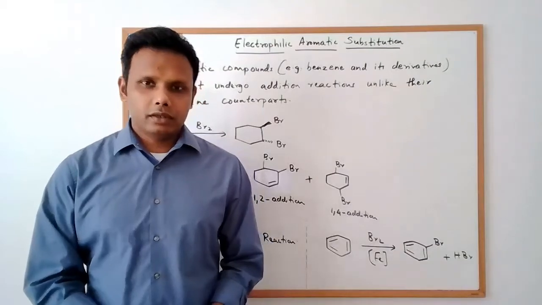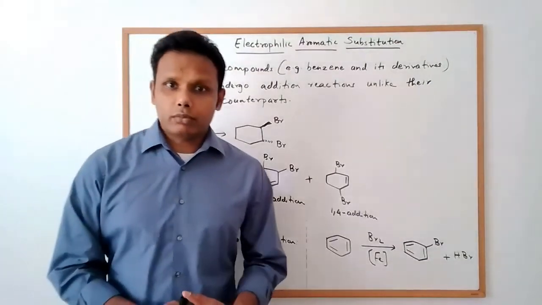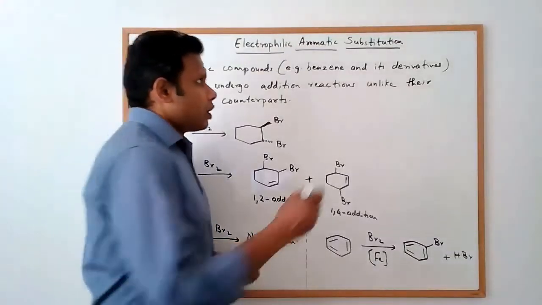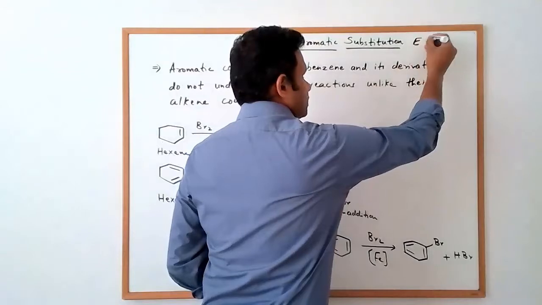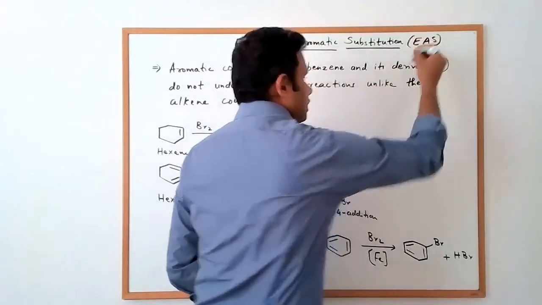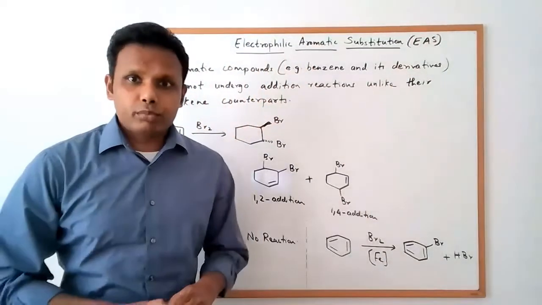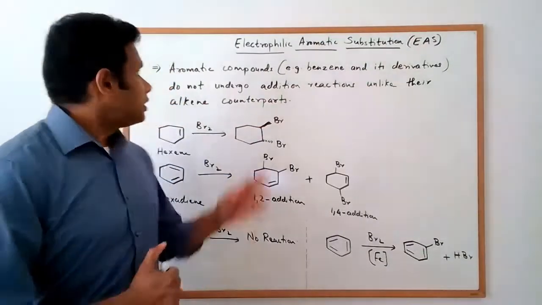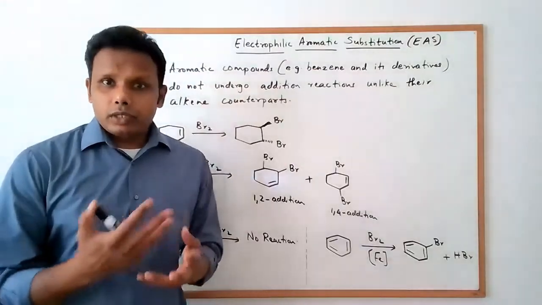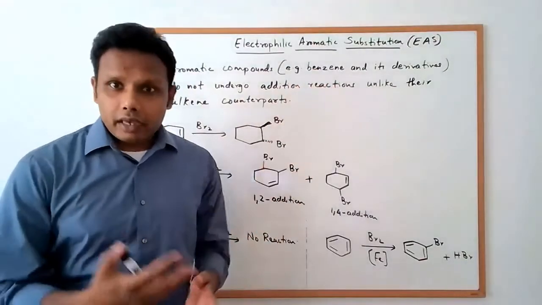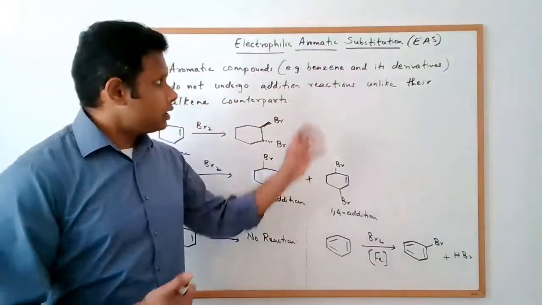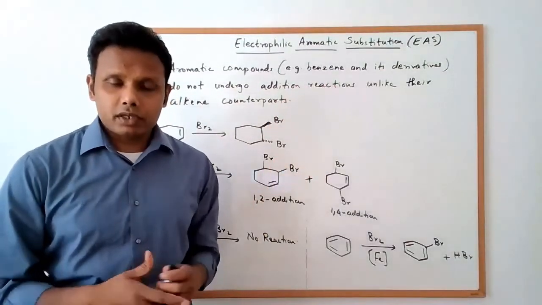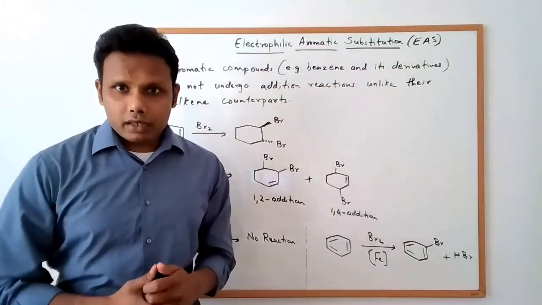Hello everyone, welcome back. In this particular video, we're going to talk about electrophilic aromatic substitution. This is often abbreviated as EAS, and this is one of the predominant reactions of aromatic compounds. Now, aromatic compounds, think for example benzene and any derivative of benzene, but it's not restricted to benzene and its derivatives. These reactions are applicable to any aromatic compound.